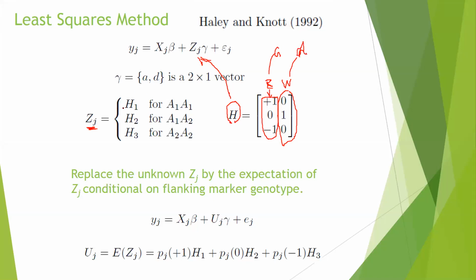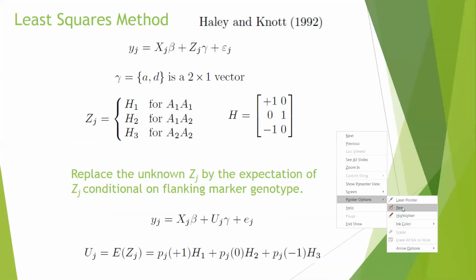So if this individual takes the first genotype at this locus, we're going to use the first row, H1, to represent it. The first element is +1, that's for the additive effects, and 0 for the dominant effects. Is that clear here? So we use the H matrix to facilitate our calculation using the matrix notation.